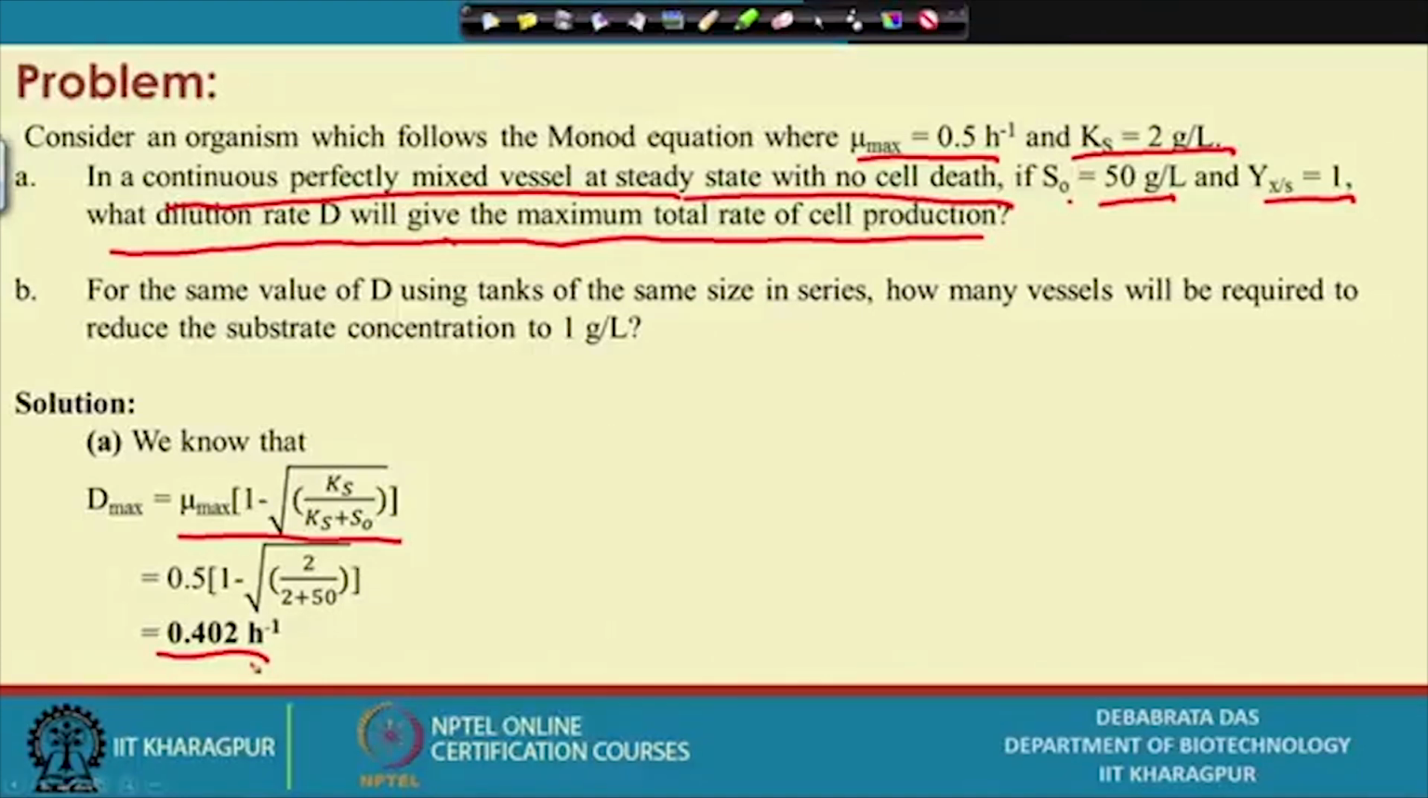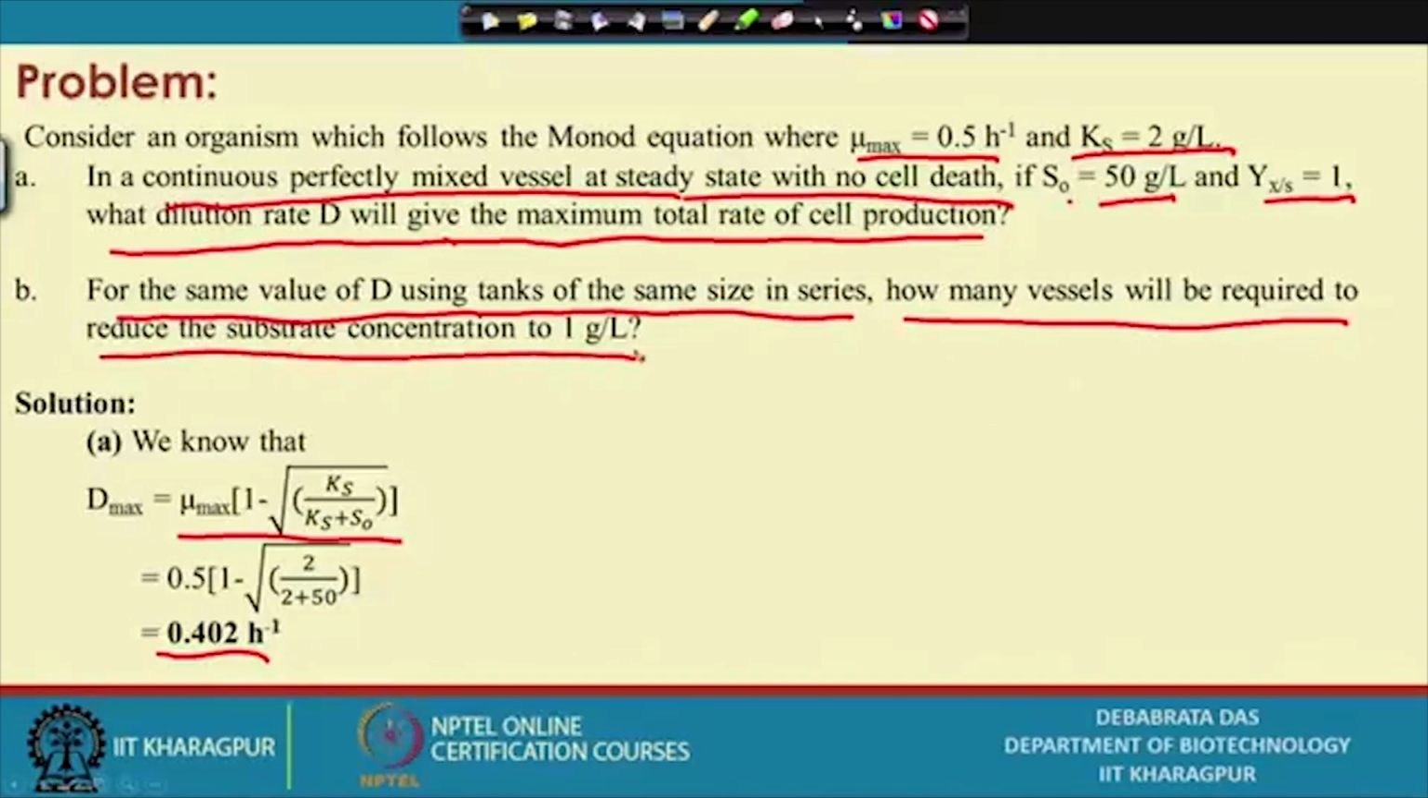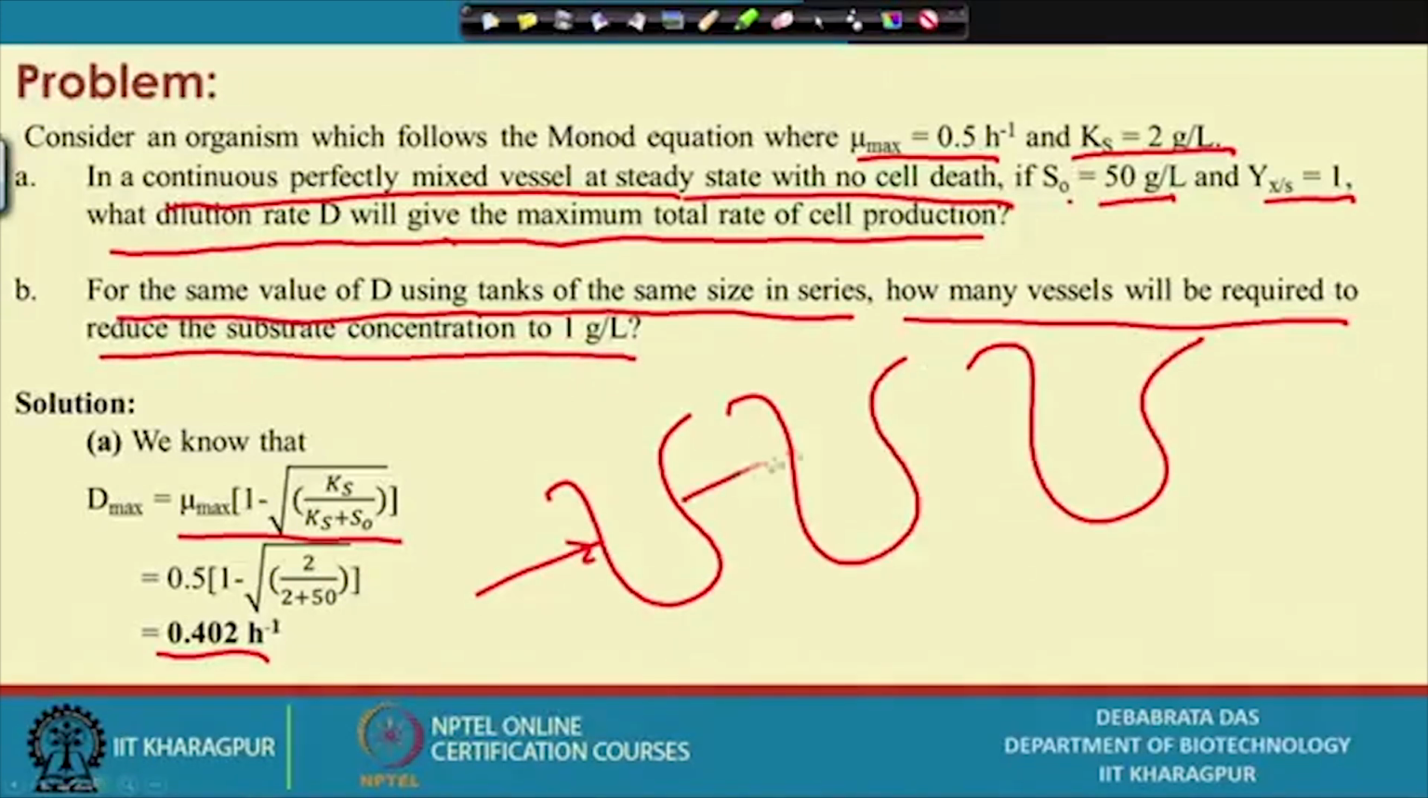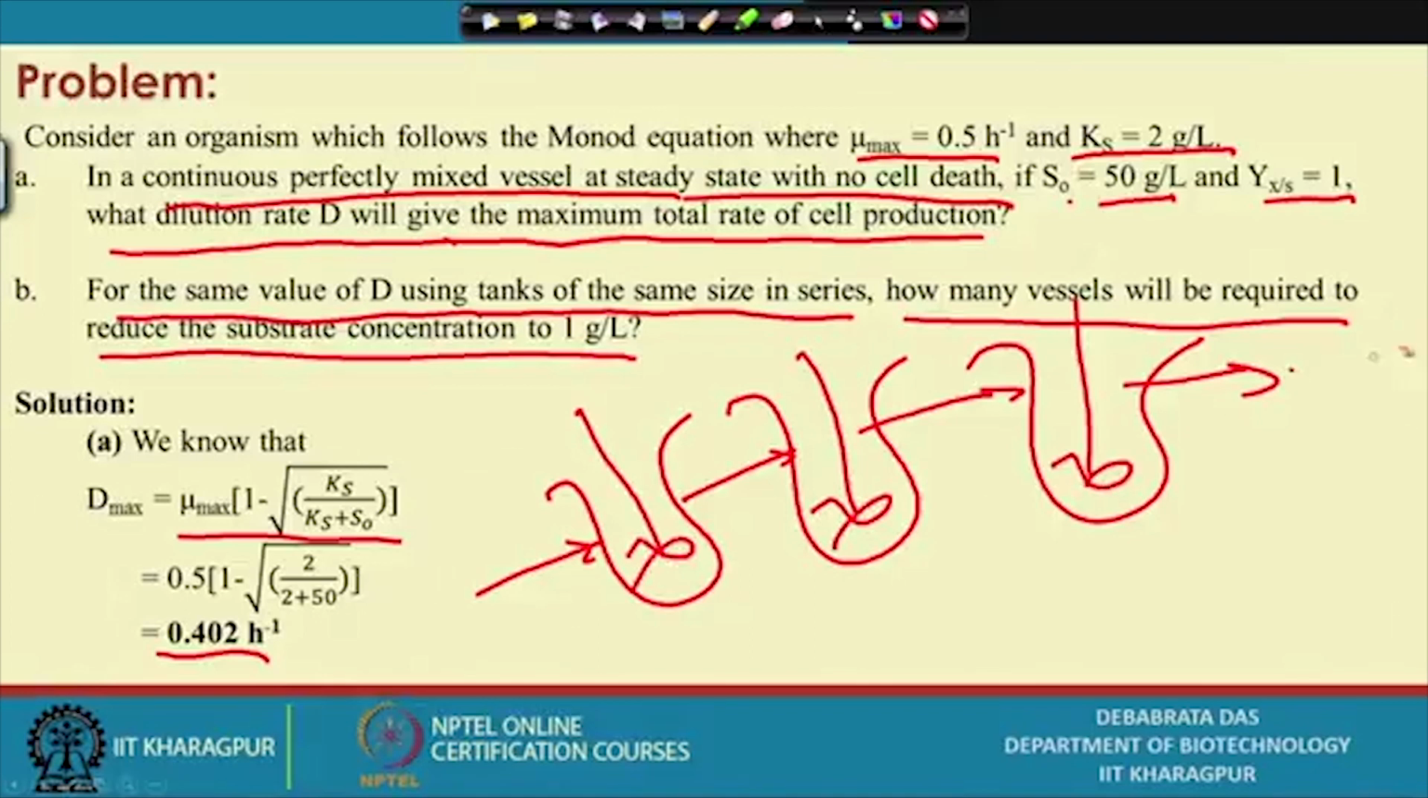Now, the question comes to the second part. For the same value of D, using tanks of the same size in series, how many vessels will be required to reduce the substrate concentration to 1 gram per liter? That means you have multiple tanks, am I right? So, this is connected like this. All are continuous stirred tank reactors like this. So, this is the number of reactors.